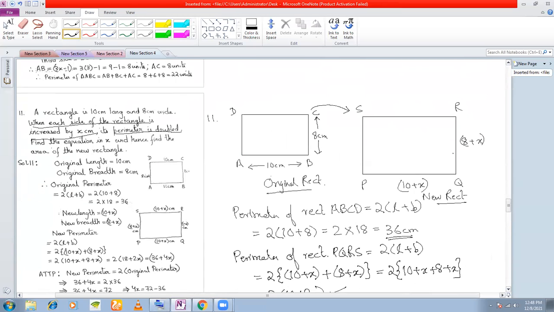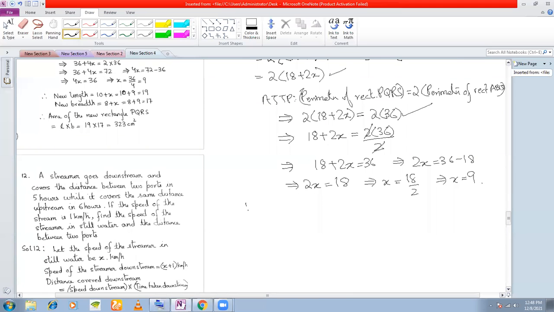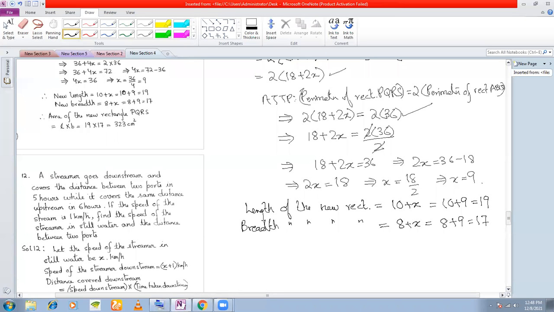To find out the area of the new rectangle, we need the length and breadth. What is the length? 10 plus x. The length of the new rectangle is equal to 10 plus x. 10 plus value of x is 9, so we've got 19. And what is the breadth of the new rectangle? 8 plus x. 8 plus 9, 17. Hence, what should be the area?